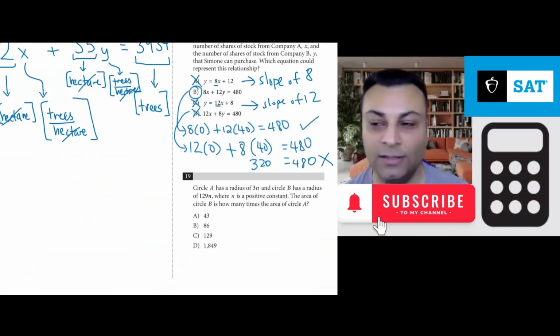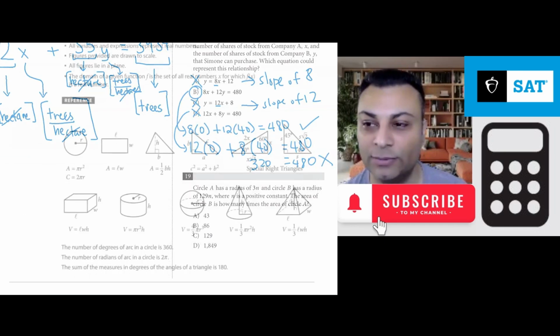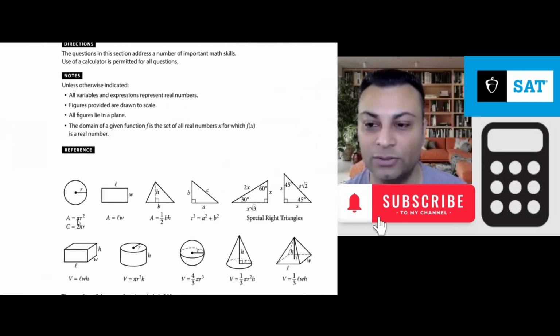Let's go to 19. Circle A has a radius of 3n, and circle B has a radius of 129n, where n is a positive constant. The area of circle B is how many times the area of circle A? For this question, we would like to know the area of a circle. So for that, let's look at the formula sheet. And you would see that the area of a circle is pi r squared right there. Area equals pi r squared.